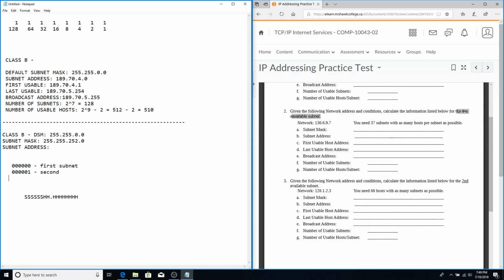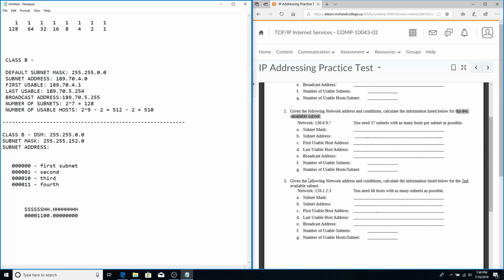So that's the second, third, and fourth. There we go. So now we know what the fourth subnet is going to look like. What we're going to do is copy that, and paste it down here. We have 2 host bits left, so we have to put the zeros in, and the rest are going to be all zeros. So now we're going to convert that into binary.